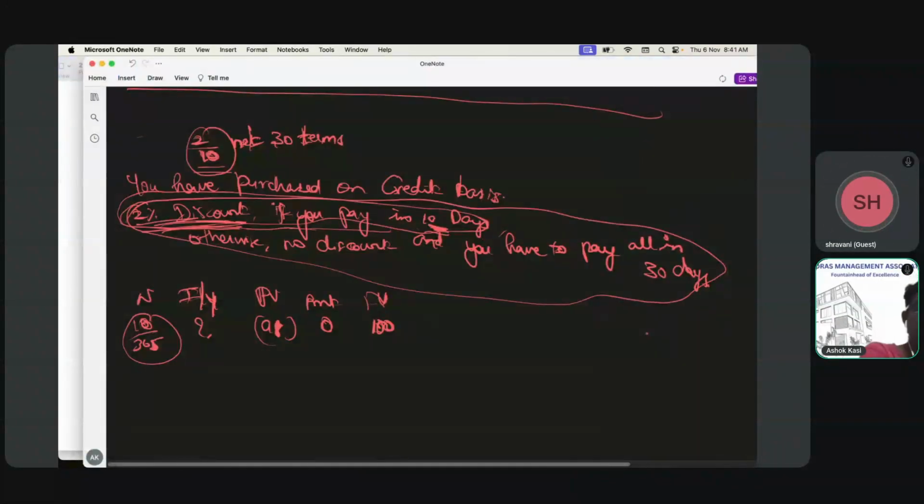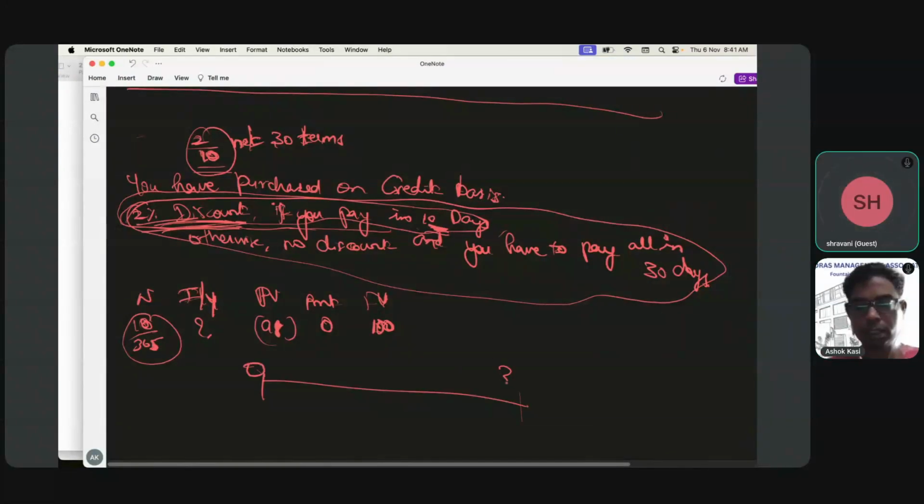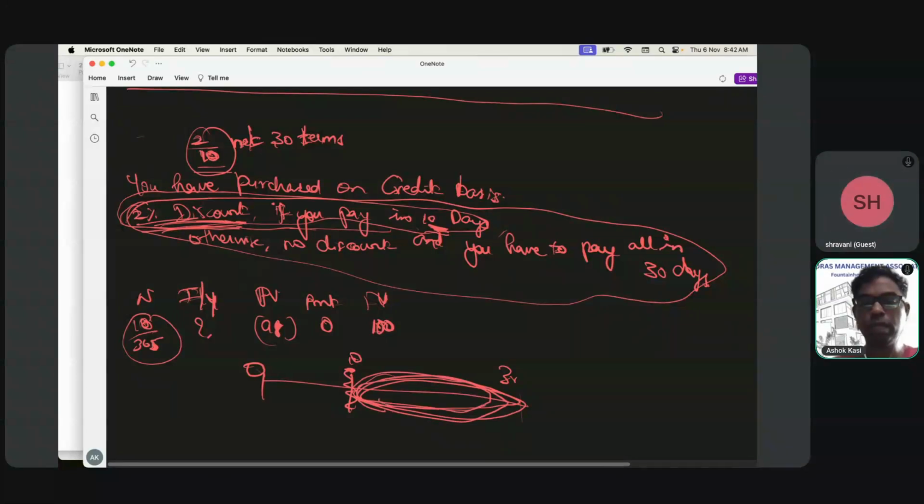20 days, because out of this 30 days, this is 10. So here you are paying. That means for 20 days the money is not in your hand, so your investment is for 20 days. This money you could have utilized for this many days, but you are giving it to the supplier. So it is all about 20 days of investment, so it should be 20 by 365. You should be careful about it.